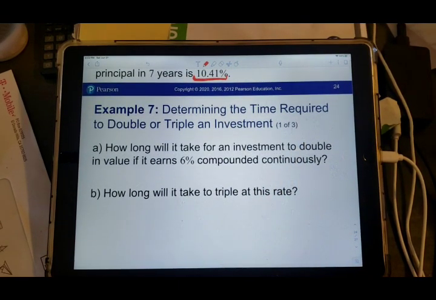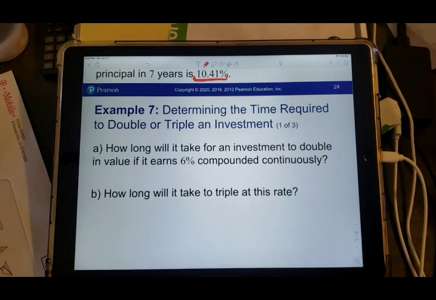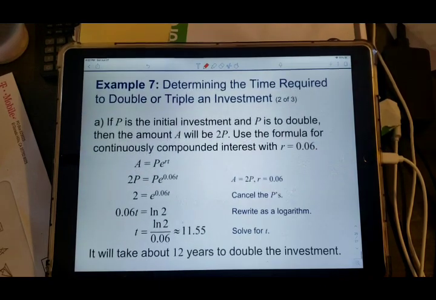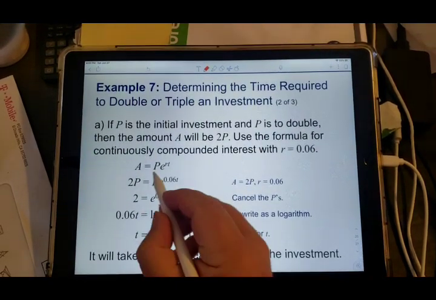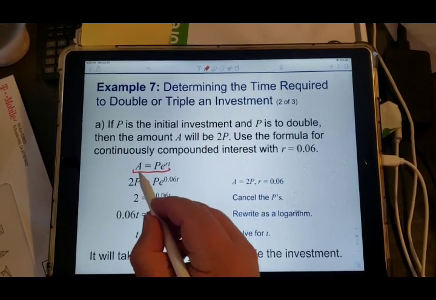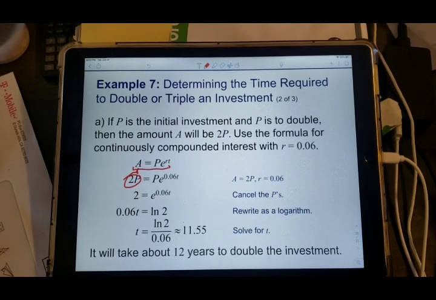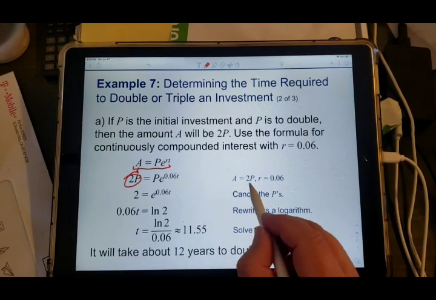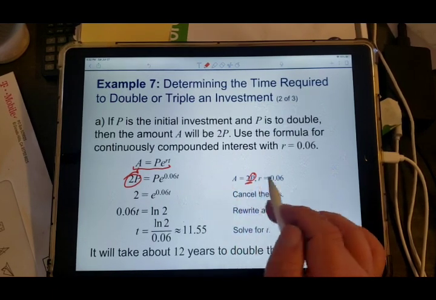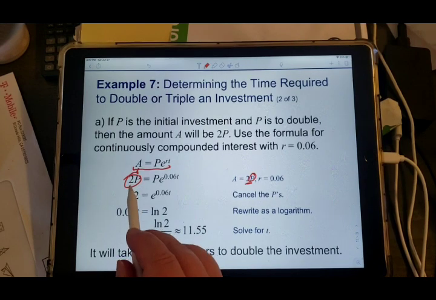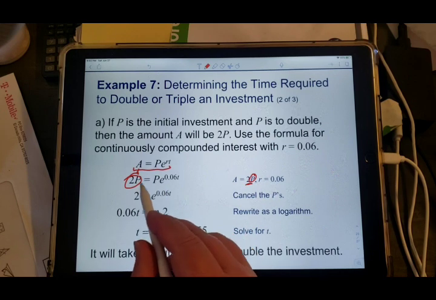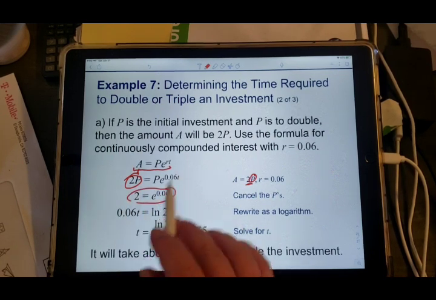How long will it take for your money to double or triple in value, given certain conditions? Again, we're going to start with our regular formula, depending on what we're talking about, if it's continuous, this formula. But notice how A is being replaced with 2P, because P is how much you invested, so 2P is double how much you invested. So this little trick right here slows a lot of students down. Anyhow, divide both sides by P and you get a formula that's very easy to solve.